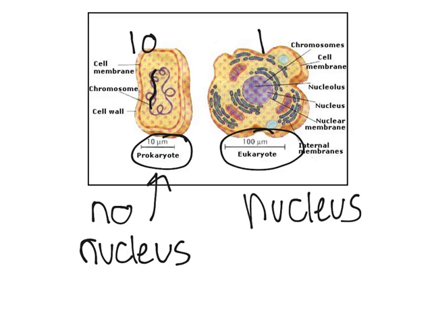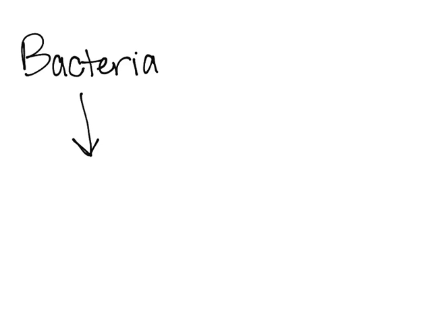First we'll talk about prokaryotic cells. There are two types, bacteria and archaea. First we'll talk about bacteria. Bacteria is split up into three types based on their shape. First, circular bacteria, sphere shape, are called coccus.